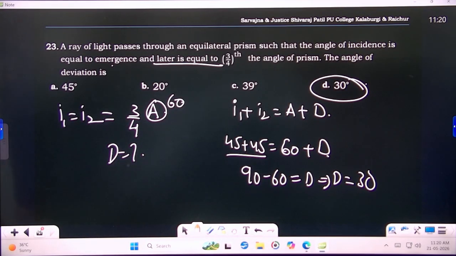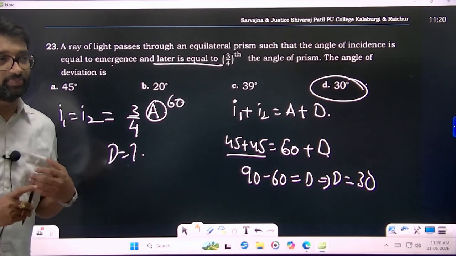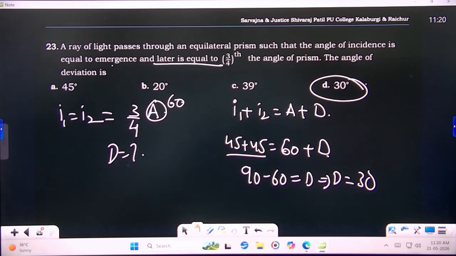So, okay, this one is the last one. So these are the problems from the optics section and electromagnetic waves.